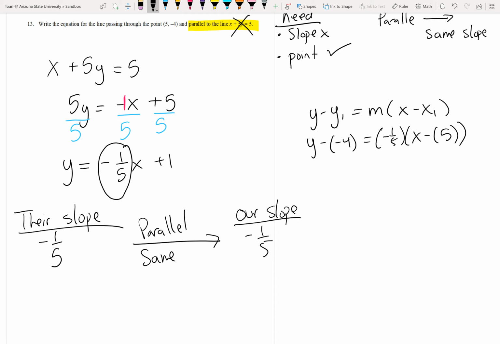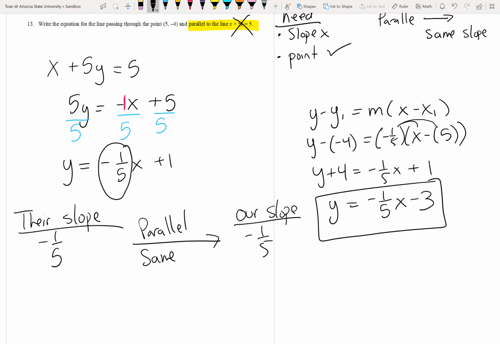So y minus a negative 4, and minus a negative is a positive. And then we'll go ahead and distribute the slope of negative 1/5. Negative 1/5 times x is a negative 1/5 x. And negative 1/5 times a negative 5, negative times a negative is a positive, and 1/5 of 5 is a 1. Go ahead and subtract 4 from both sides, and you get the equation y equals negative 1/5 x minus 3. That is the equation of the line that goes through this point and is guaranteed to be parallel to that line. Okay.